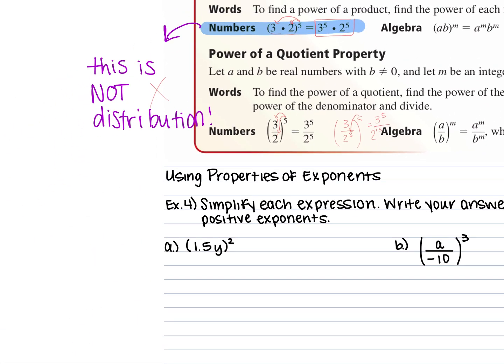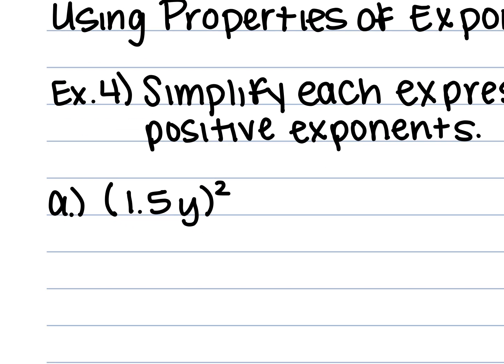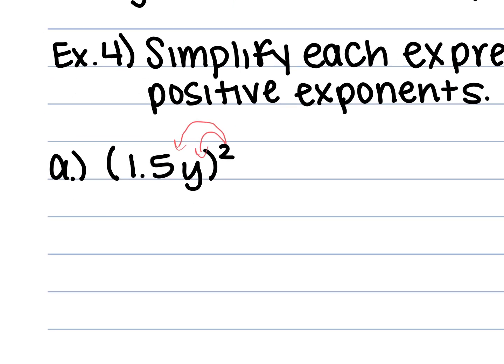Let's check out letter A. Do you see how it's not just 1.5 being raised to the second? It's not just y. It's both of them being raised to the second power. So we take this 2, and it becomes the exponent of the 1.5 and the y. So how do I write my answer?